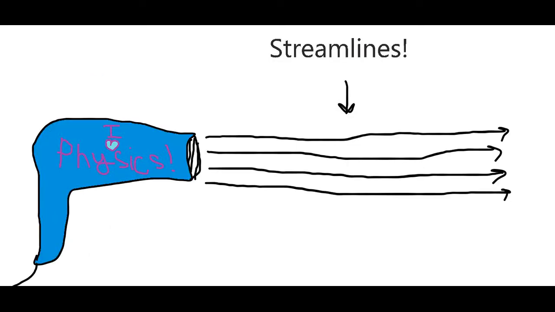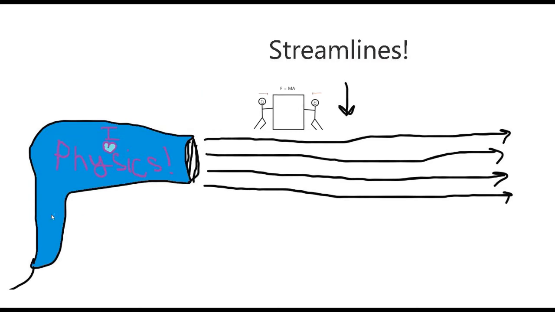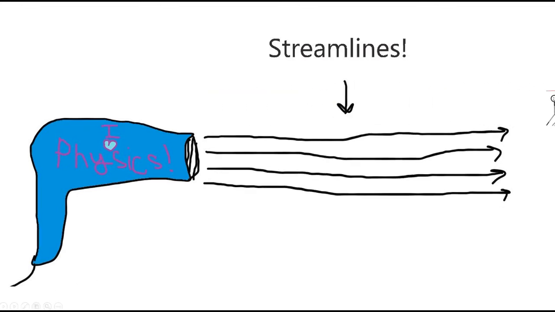Let's look at this in an example with streamlines. A streamline is a line along the flow of a moving fluid. When our box of air is floating along in mechanical equilibrium, meaning the net force is 0, there is no acceleration. When we add another person, the box accelerates.